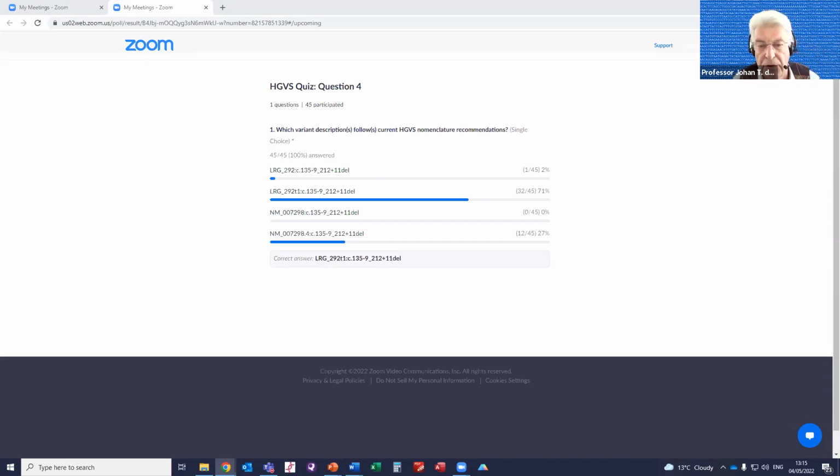In addition, the third one has, again, a missing version number. For the LRG, the LRG does contain intron and exon sequences, but you have to indicate the transcript that you have used. So that's missing in the first option. So only the second one is fully correct.